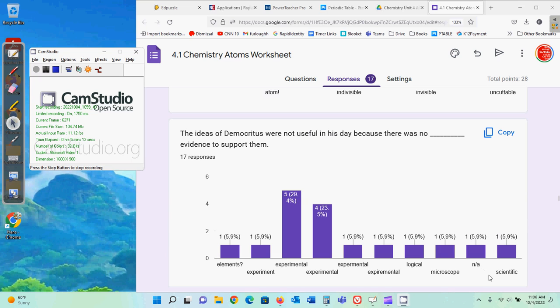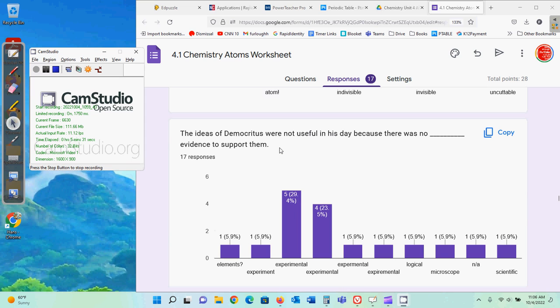Non-applicable evidence. Why would non-applicable evidence help support? I don't understand. I assume you meant that you weren't answering, but that was wrong. I counted that wrong. Elements, there was no element evidence to support them. I guess that kind of makes sense.